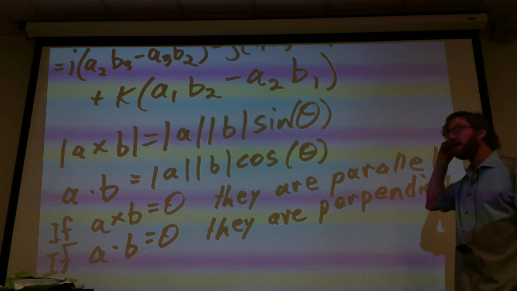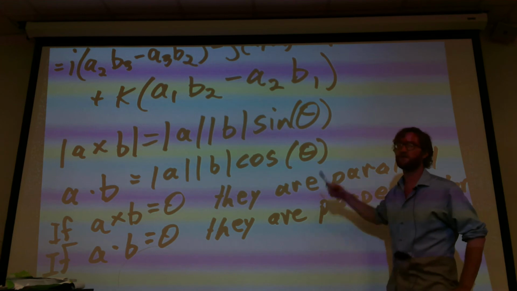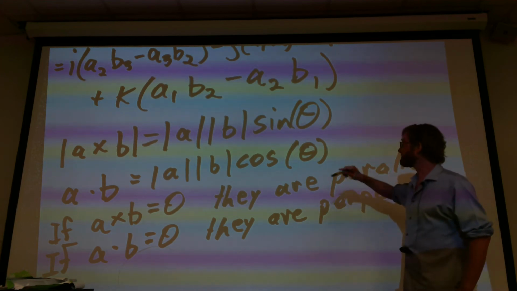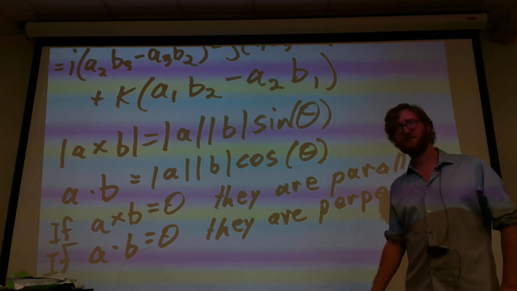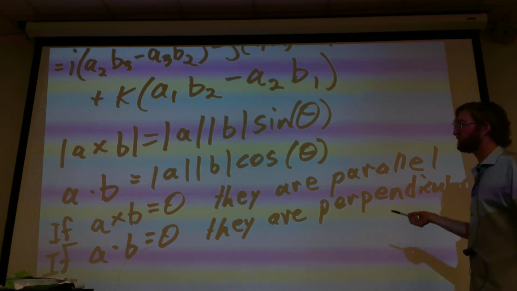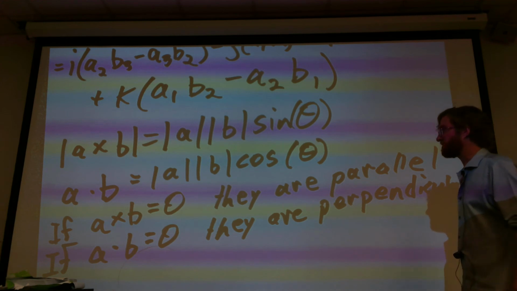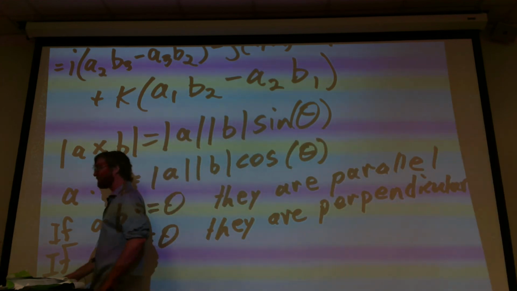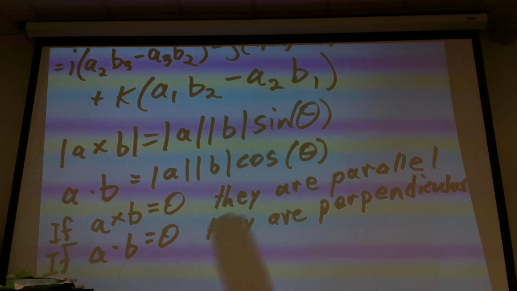Okay? And think about it, one is sine of theta. So what is sine of zero? Sine of zero is zero. That means the vectors will be parallel to each other. And what is cosine of pi over 2? Cosine of pi over 2 is zero. That means they'd be perpendicular to each other. So this is a way of, once again, in a normal Euclidean sense, describing something that would be parallel or perpendicular.